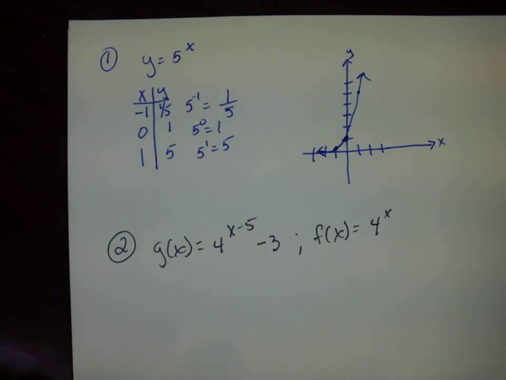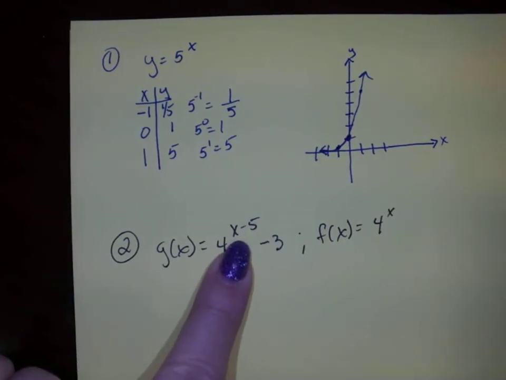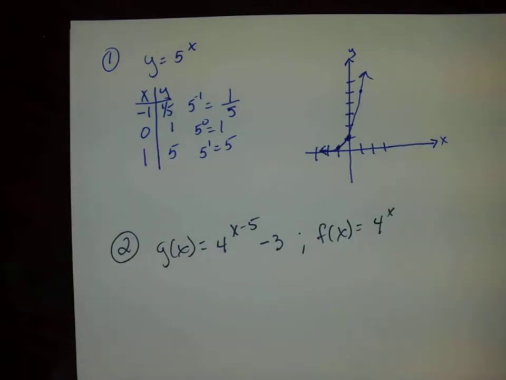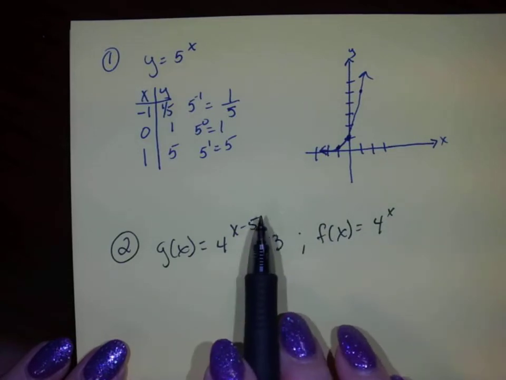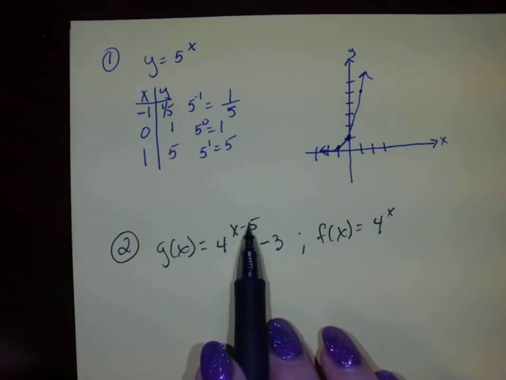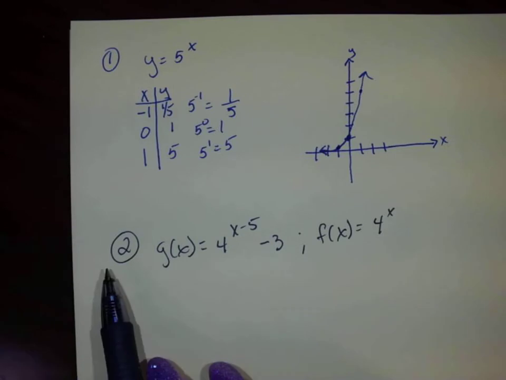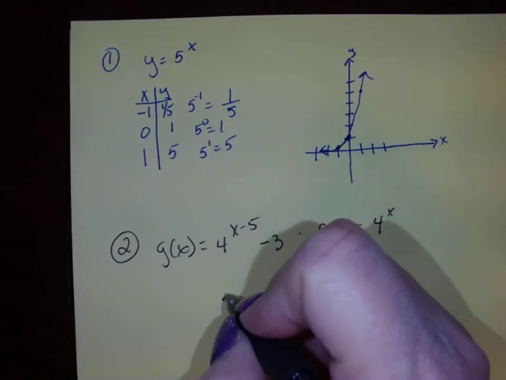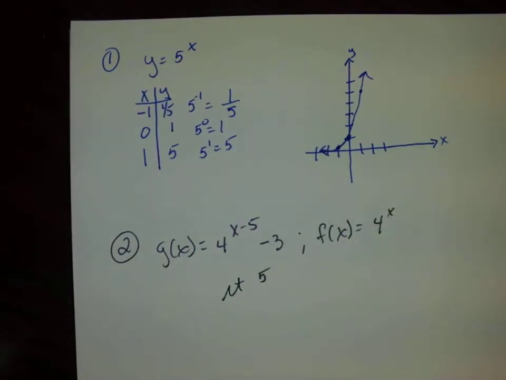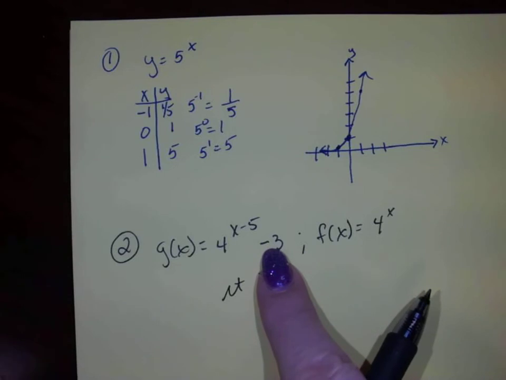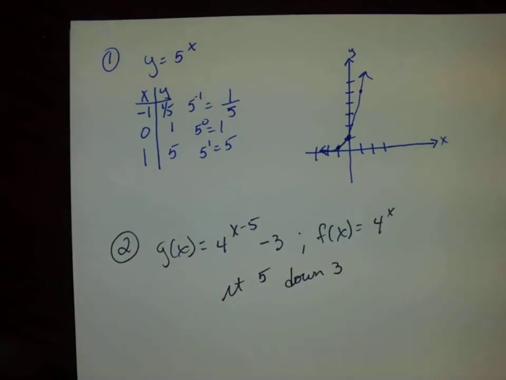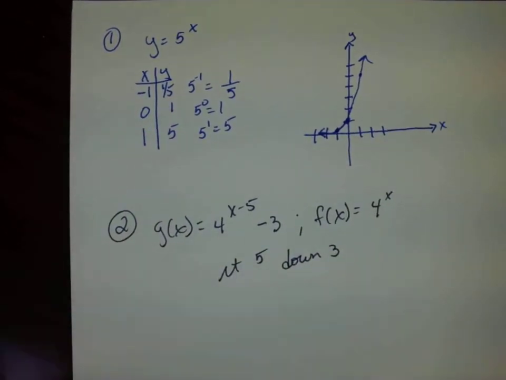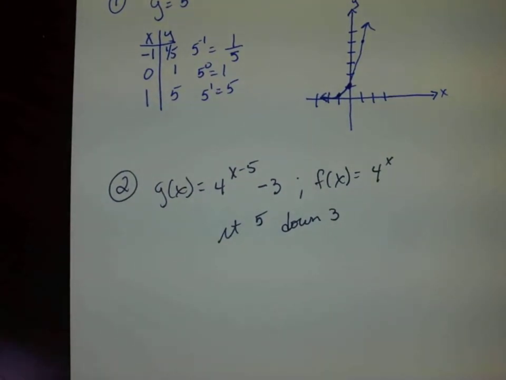So this part up here will tell you if it's going left or right. It's the horizontal transformation. Will the graph move to the left or to the right? And with the -5, it'll actually go to the right. If it was +5, it would go to the left. So we know that it's going to go right 5, and then the -3 tells us it will go down. If it was +3, it would go up. So right 5, down 3 is how it will change. And that's all I'm looking for, is for you to tell me what is changing.